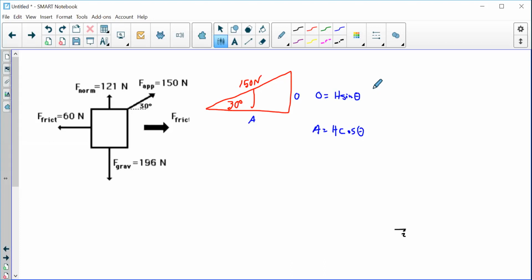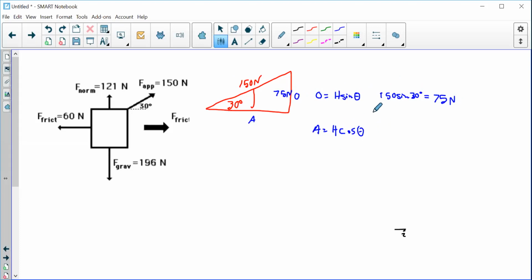Now we just plug in our values. We find our hypotenuse to be 150 and our angle to be 30. So this is going to be 150 times sine of the angle 30. We found earlier that the sine of the angle 30 degrees is equal to 1/2. So 1/2 multiplied by 150 is 75. So it's going to be 75 newtons in the vertical direction. All right, I'll just go ahead and write that down, 75 here.